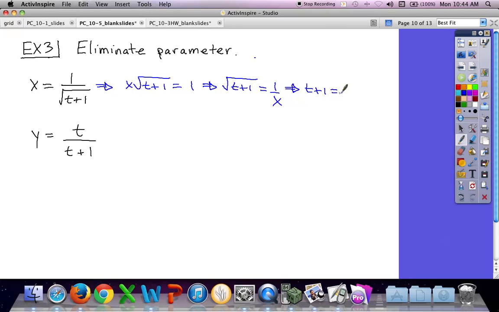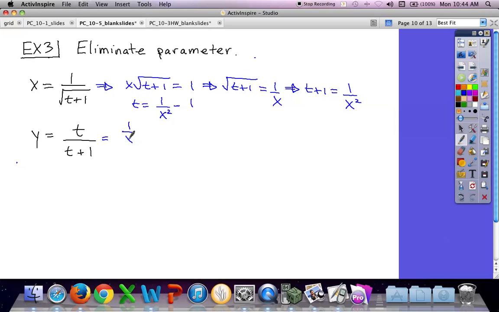t plus 1 equals 1 over x squared. Okay, one last step to solve for t. Subtract 1. Okay, so we solved one of the parametric equations for the parameter. Now what do I do with it? Yeah, in the other equation, in place of both the t's, put this expression.